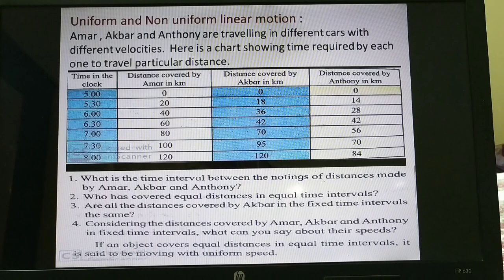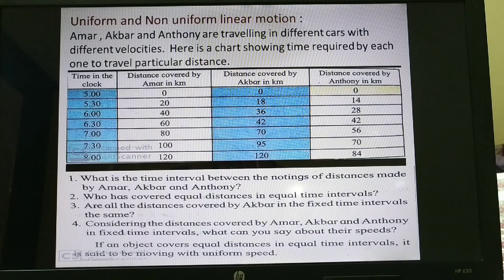There is an example given here from a textbook. Amar, Akbar and Anthony are traveling in different cars with different velocities. Here is a chart showing the time required by each one to travel a particular distance. Looking at the time on the clock, they started their journey at 5 o'clock. The distance was 0. After half an hour, that is at 5:30, Amar reached 20 kilometers, Akbar reached 18 kilometers and Anthony reached 14 kilometers.